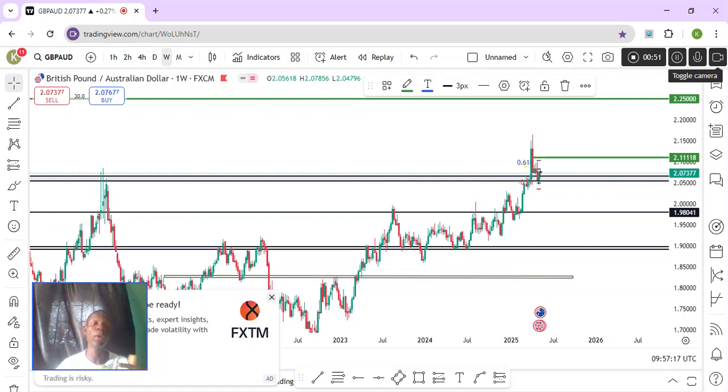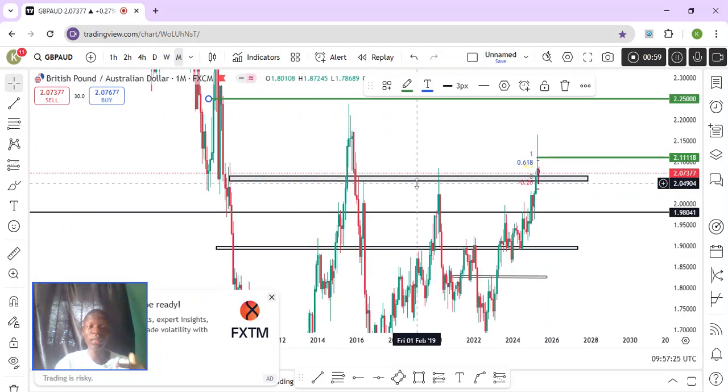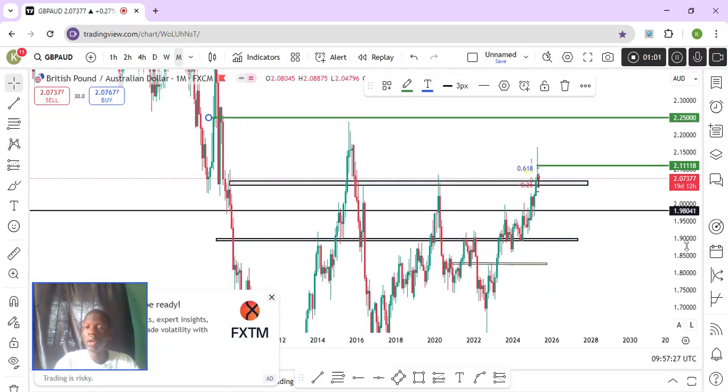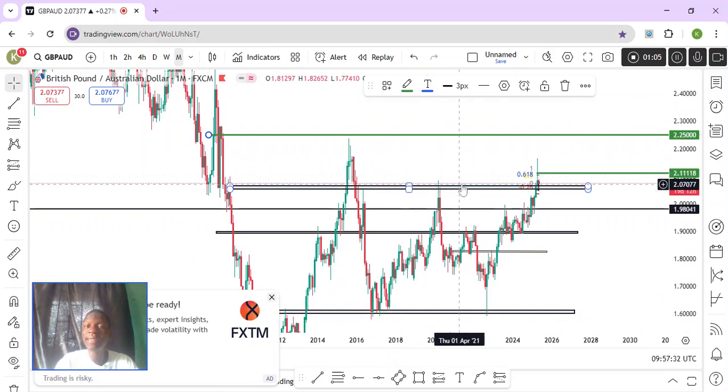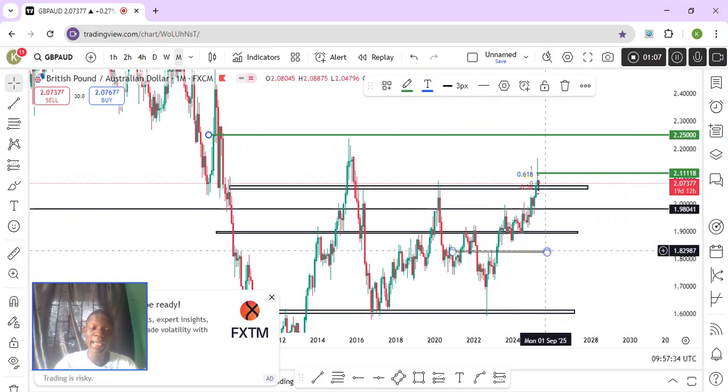So we are going to be kicking off with the GBPAUD today. I'm going to go over to the monthly time frame so you guys can get to see the bigger picture of things. On the monthly time frame of GBPAUD, this is a double bottom and this is the neckline of the double bottom. The market has broken through the neckline already, but it came back retesting it.